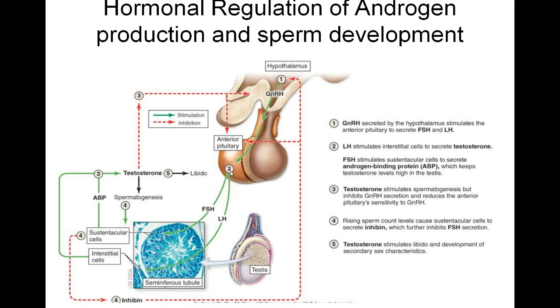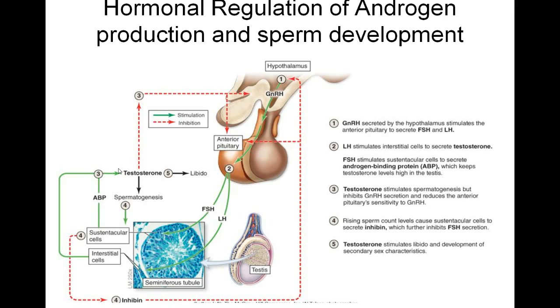Now, here's the anterior pituitary again. It's going to produce luteinizing hormone. Luteinizing hormone is going to come down, and it's going to tell the interstitial cells to make testosterone. So here comes the testosterone. Testosterone is being produced, ABP is being produced. They hook up together, and what happens is you have this testosterone.